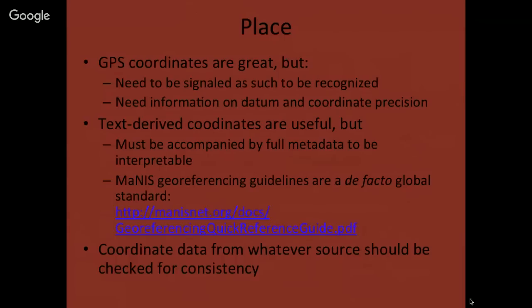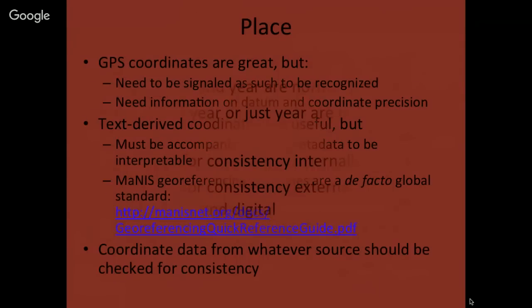And coordinate data, whatever the source, should be checked for consistency. I'll be showing you some ideas for how to check for consistency in just a moment.